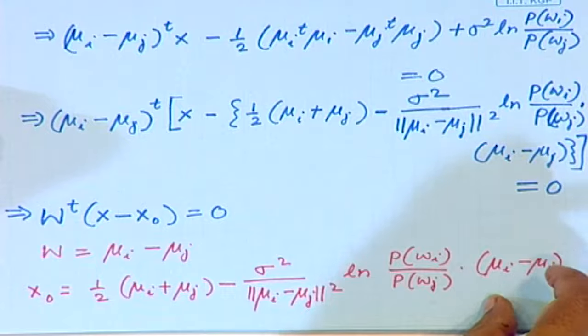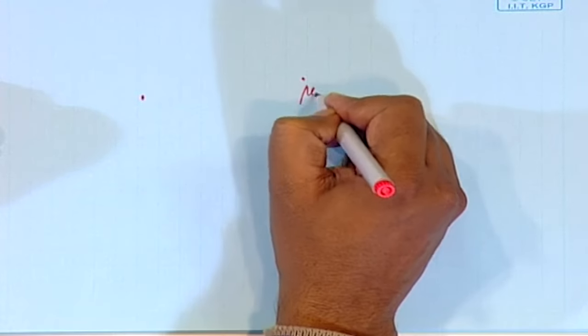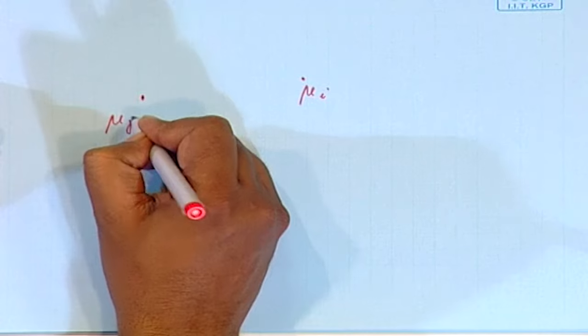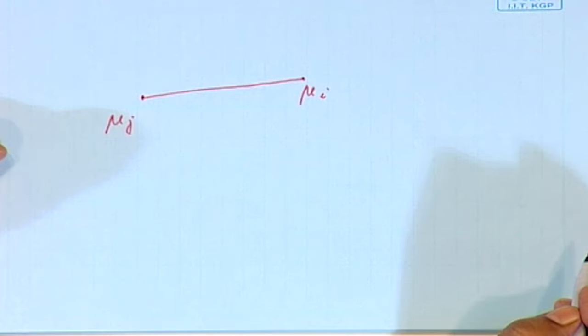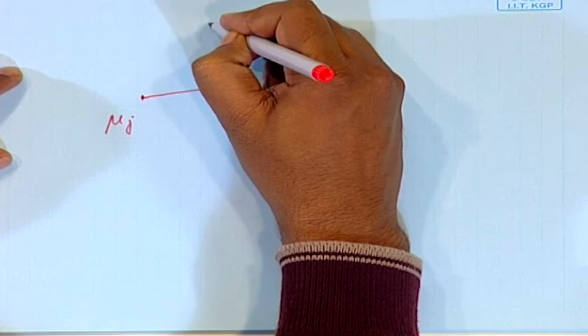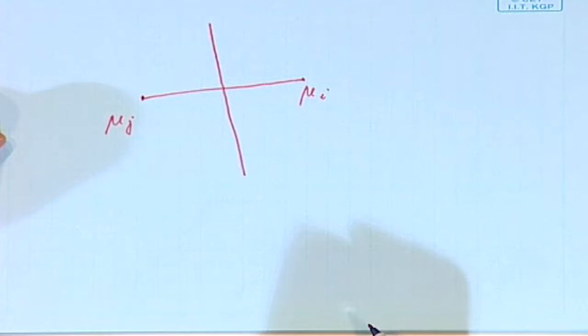So the situation is simply like this: if two vector positions are, say, mu i over here and mu j over here, and this is the line joining mu i and mu j, the decision surface will be orthogonal to the line joining mu i and mu j. And because it is a linear equation, the decision surface is a hyperplane which is orthogonal to the line joining mu i and mu j.